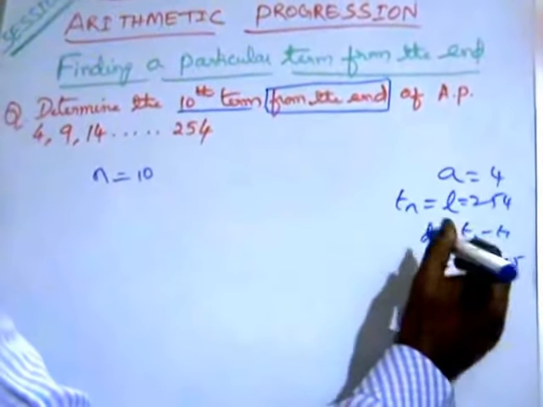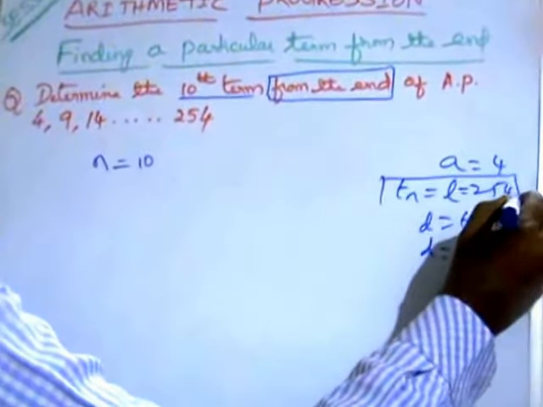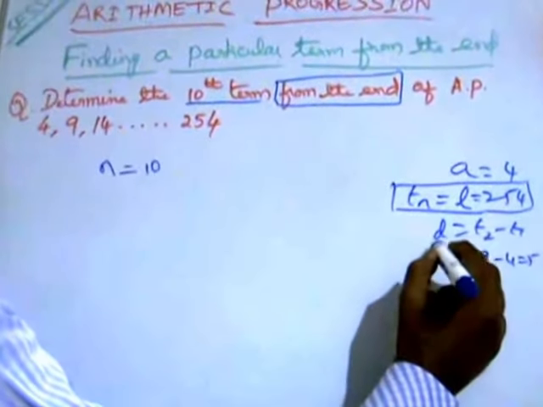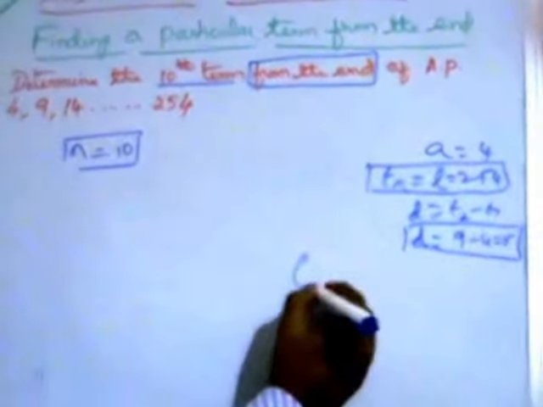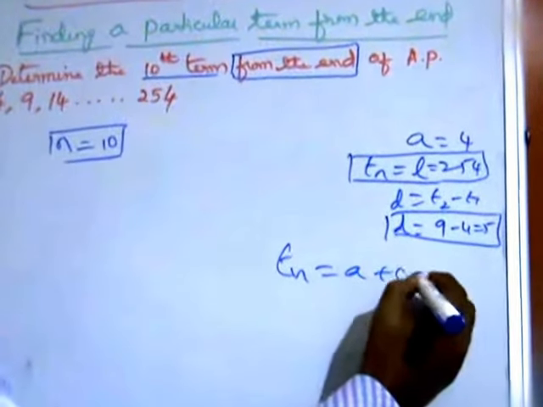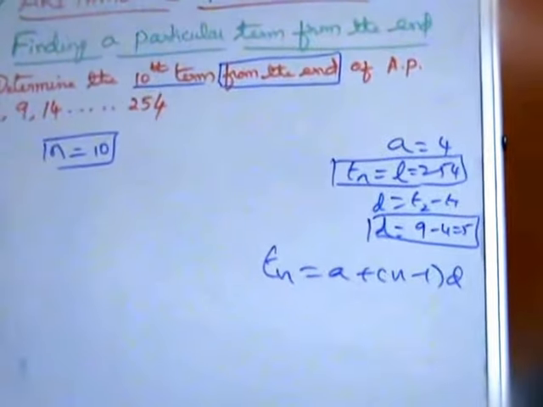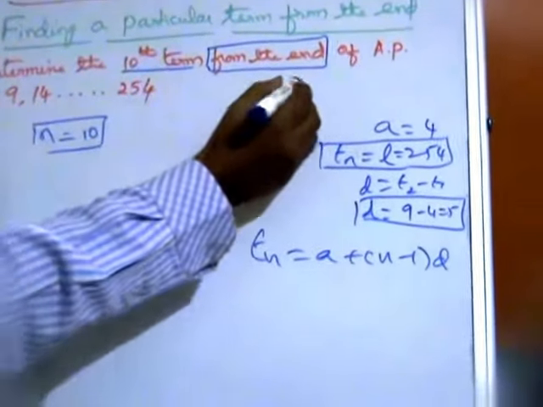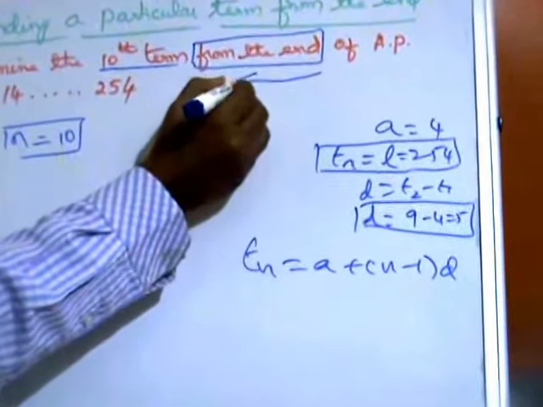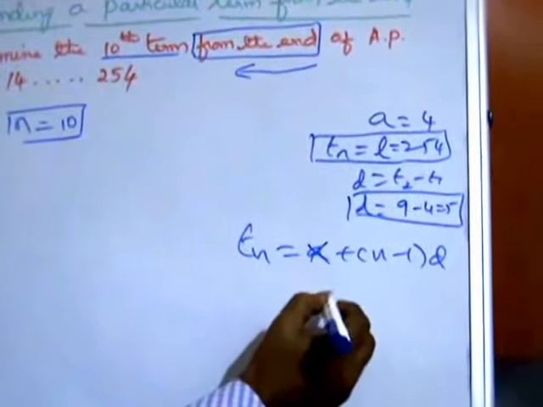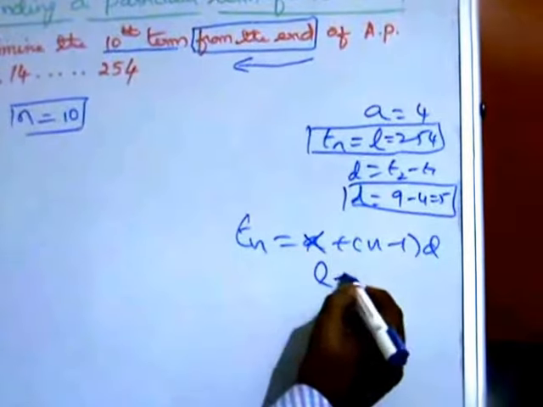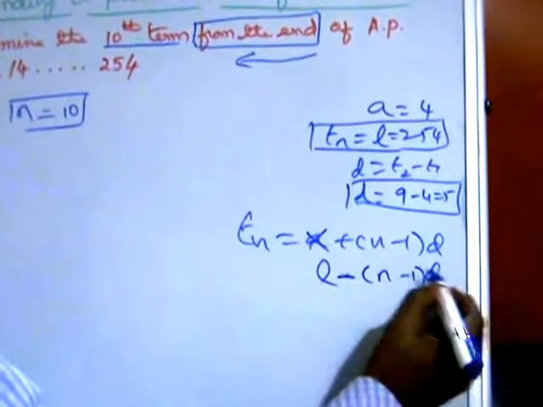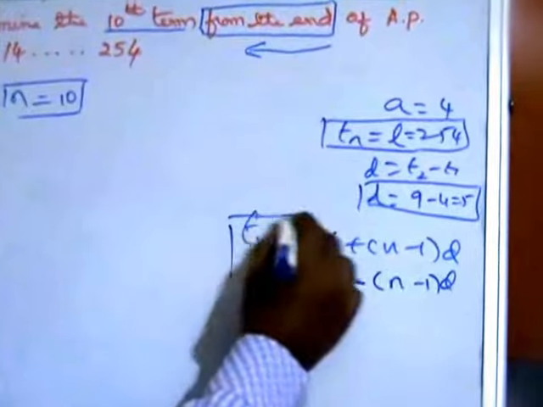Now, these words are very important. L is equal to 254, D is equal to 5, and n is equal to 10. We know the formula Tn is equal to A plus n minus 1 into D. In the same formula, when it comes from the end, we have to come in reverse. So this A is replaced by the word L, and since you're coming from the back, plus is replaced by minus, n minus 1 into D. So this is how the formula is got.